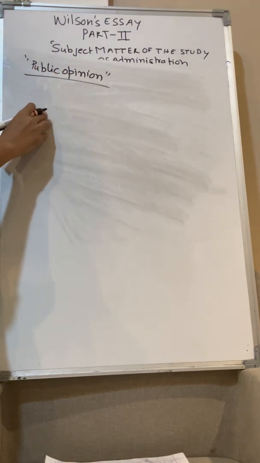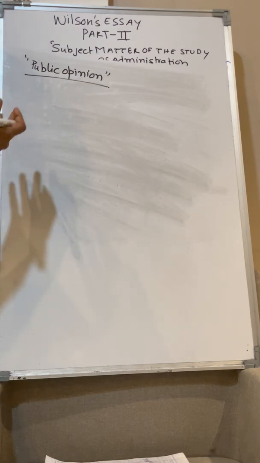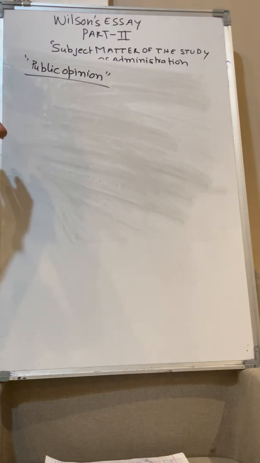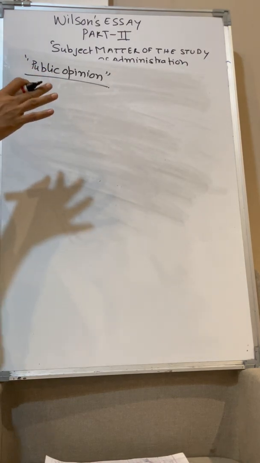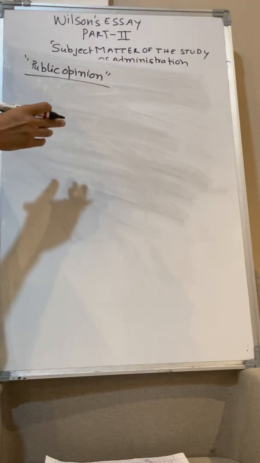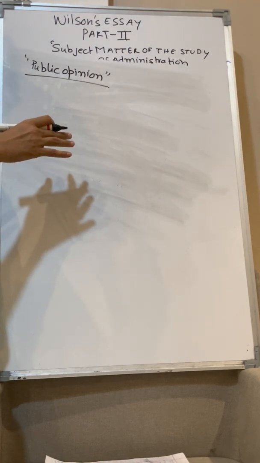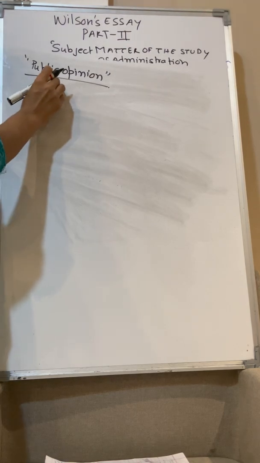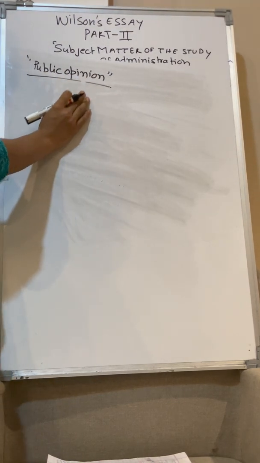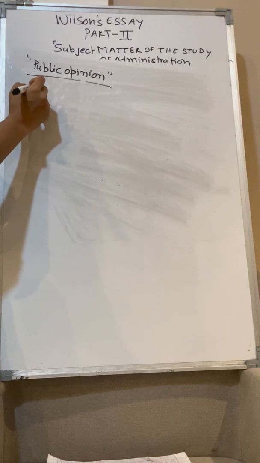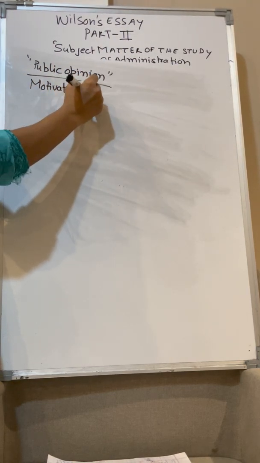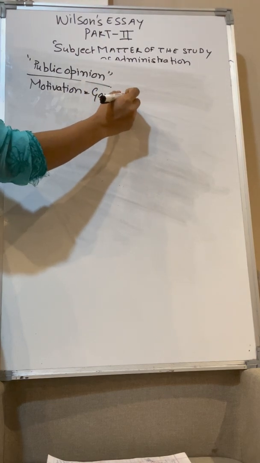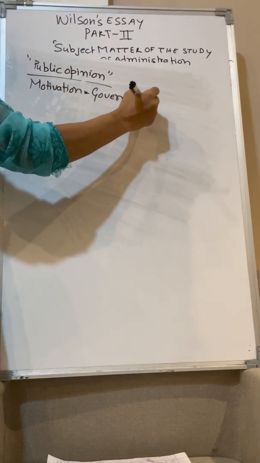He knows that in America people are very liberal, they have opinion about everything, and if they interfere with their opinion about day-to-day activity, will it not be a nuisance, because it will disturb the day-to-day activity of the administration. He accepts this fact. So then he talks about public opinion. What is public opinion? For Wilson, public opinion is the motivation of government, the motive behind the government.